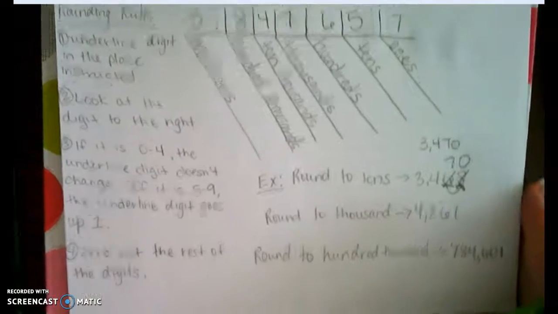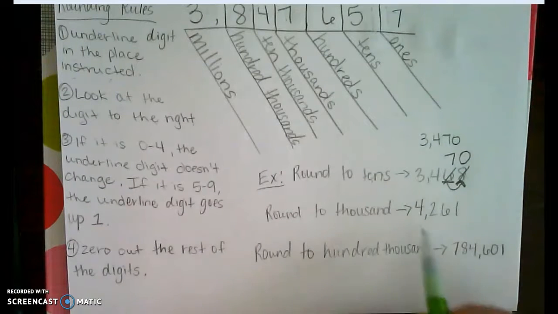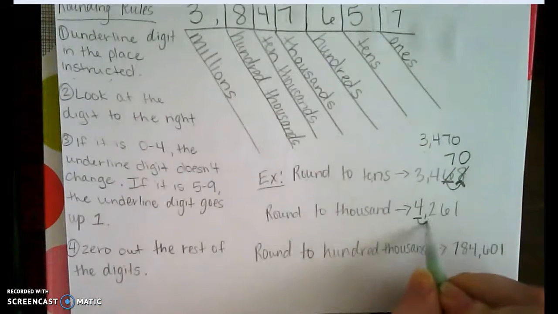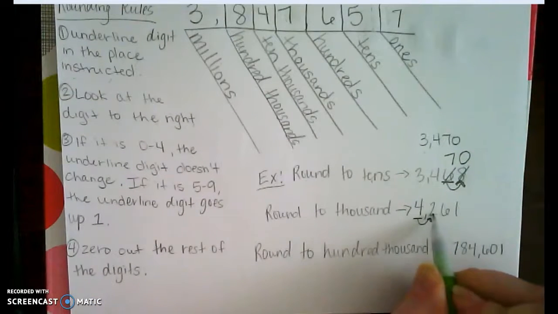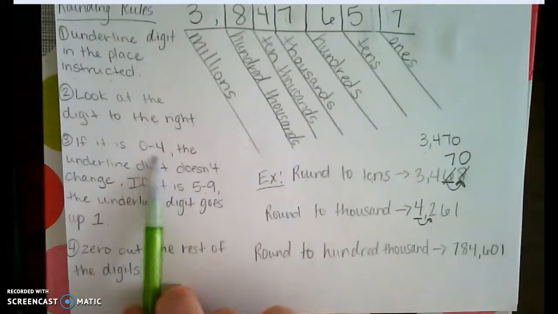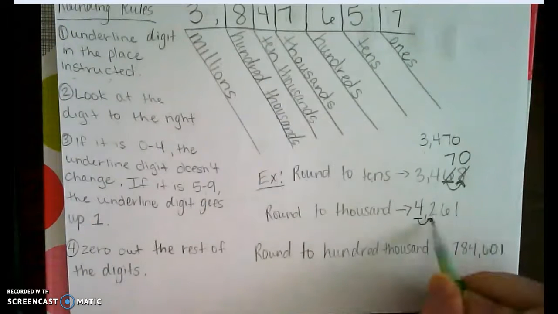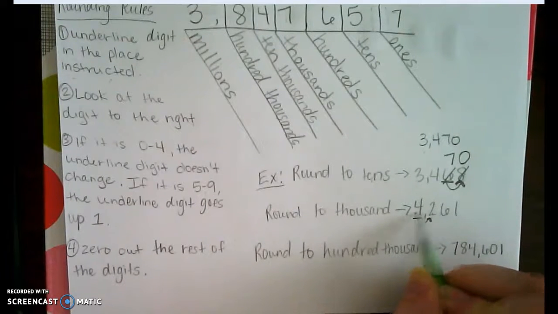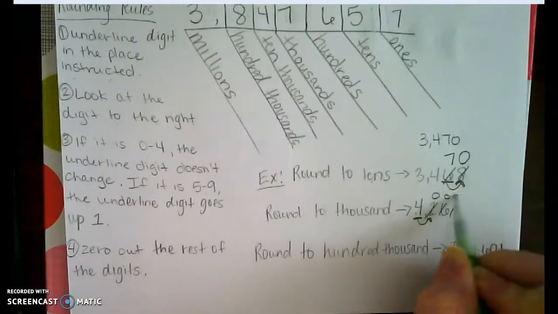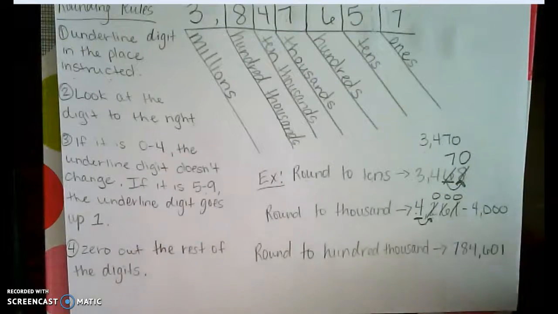Okay, I'm going to do the next one as well. Round to the nearest thousand. So underline the thousands place, like it says. I look at the digit to the right. I'm going to throw my arrow to the 2. Does the 2 make it go up, or does it make it stay the same? Since it's 0 through 4, it does not change anything. So the 2 leaves the 4 the same, and then anything after this underlined digit turns into a 0. So your new rounded version would be 4,000.